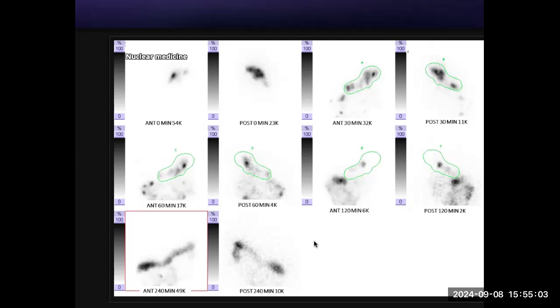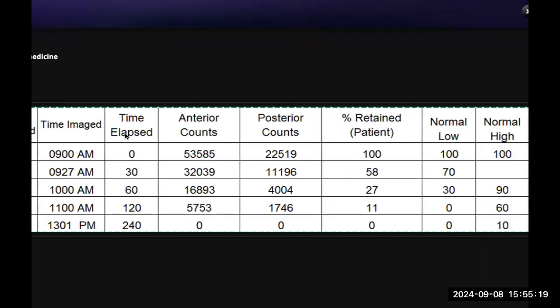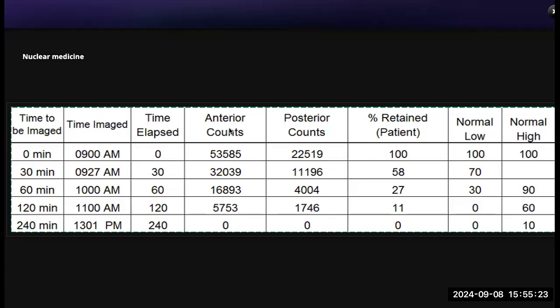So anything which is going against this suggests there is delayed gastric emptying, which is most commonly associated with diabetes. So what we do here is, there is another chart which is called the anterior and posterior count. So we take an AP view of the nuclear scan, and we take the counts or number of tracer that is present in the stomach.